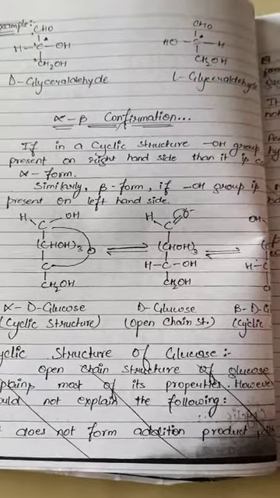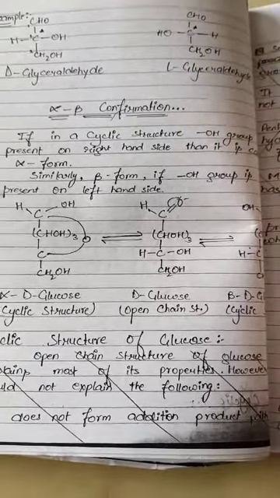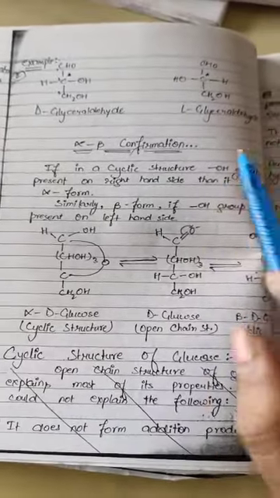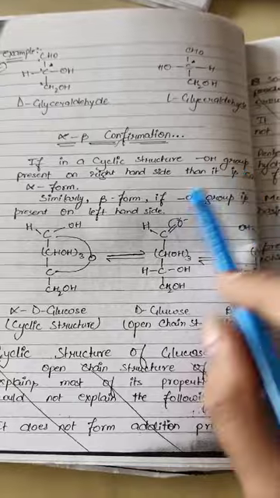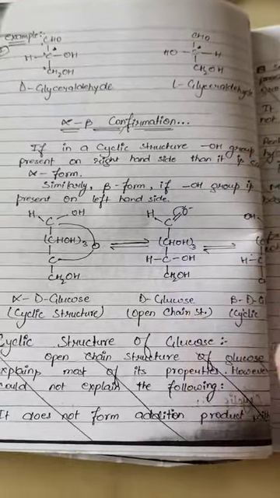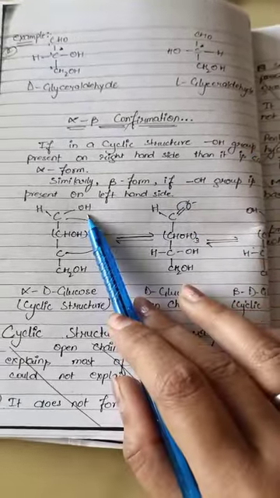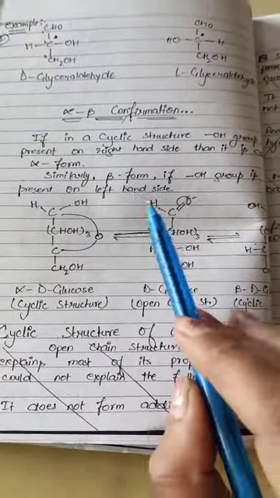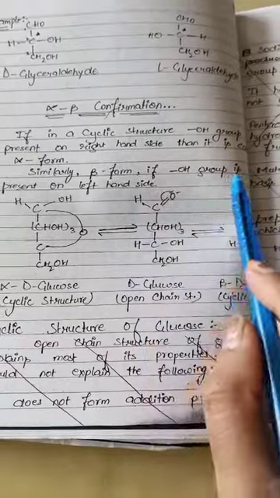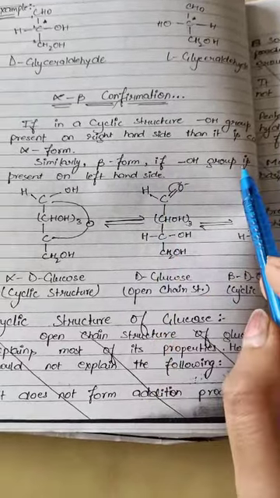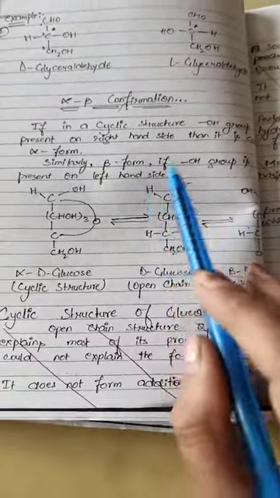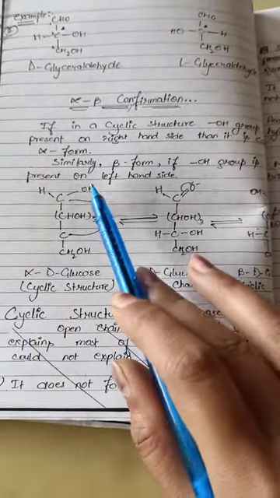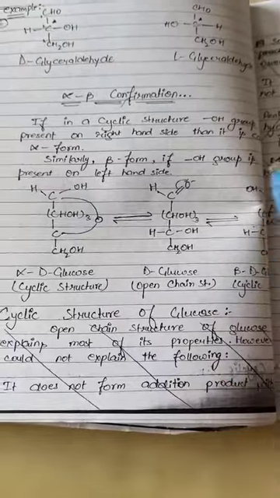Now next is alpha beta conformation. Till now we have studied DL conformation. Now we will study alpha beta conformation. In this one, if in a cyclic structure the OH group is present on the right side, now listen to it very carefully, if the OH group is present on the right hand side, then it is called alpha. Similarly, beta is when the OH group is present on the left hand side. So one on the right hand side, the second one on the left hand side.